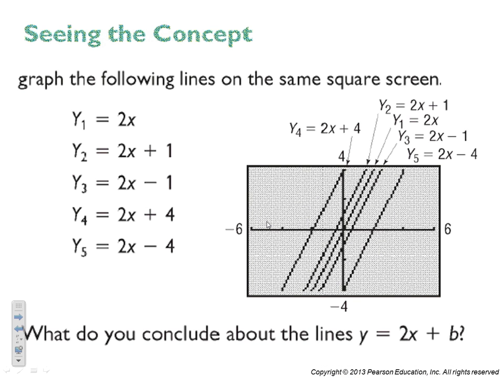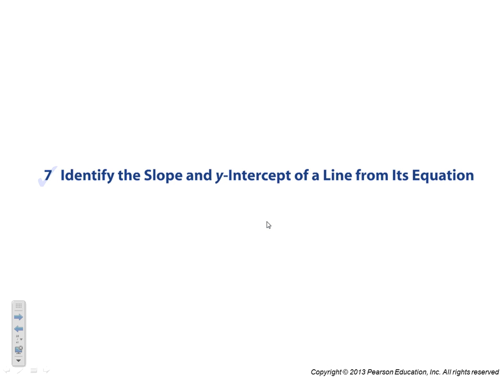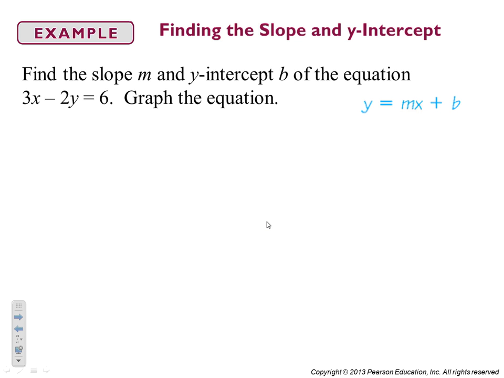All right, so identifying the slope and y-intercept from the line, all we have to do is solve for y, and the slope and the y-intercept fall out of that equation. So if I have 3x minus 2y equals 6, I want to solve for y. So I'm going to subtract 3x from both sides to get negative 2y equals negative 3x plus 6. Next, I want to divide everything by negative 2. And I get y equals 3/2 x minus 3.